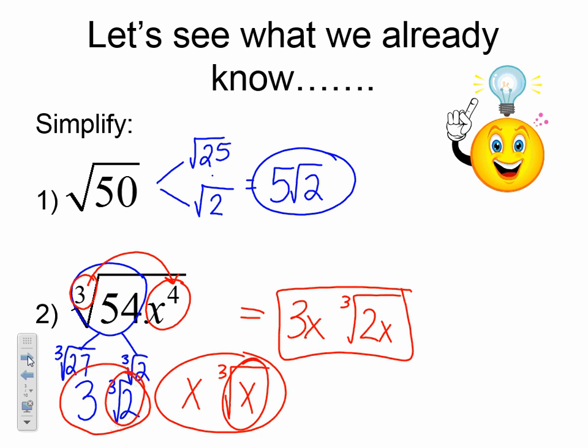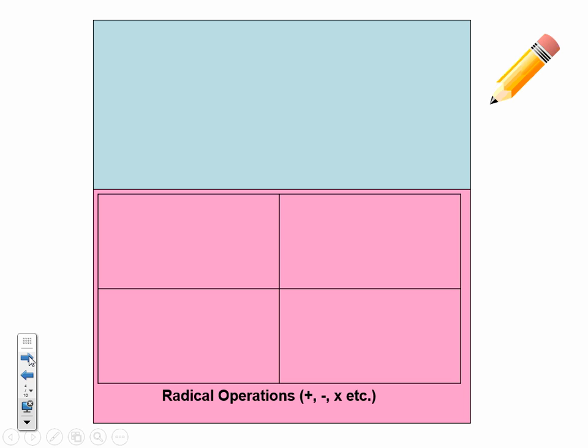So using all of these simplifying skills that we've been working on, we now need to do radical operations. And they're going to involve remembering how to simplify things. So this is what your little flip chart looks like when you open it up. Down on the bottom, make 4 little regions here. Okay, 1, 2, 3, 4, 4 little regions. We're going to do 4 examples and that's it.